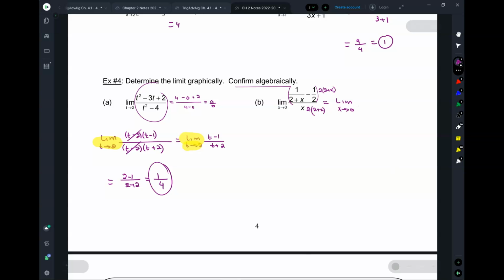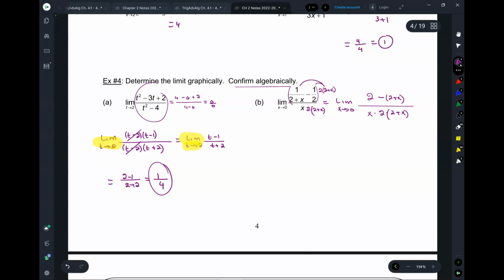Now, distribute. The first fraction times this, the 2 plus x's will go away, so I have 1 times 2. That's 2. Minus the second fraction times this, the 2's go away, so you just have 2 plus x. On the bottom, you have x times 2 plus x.